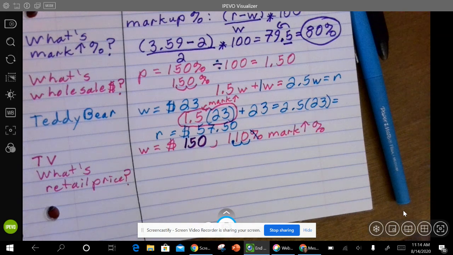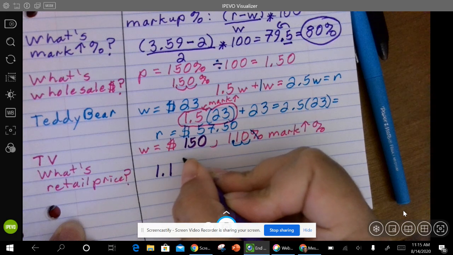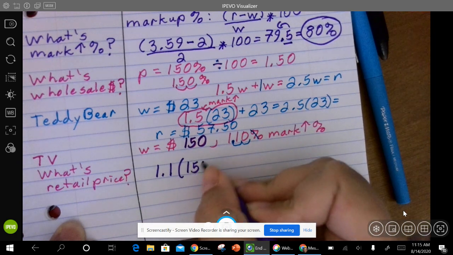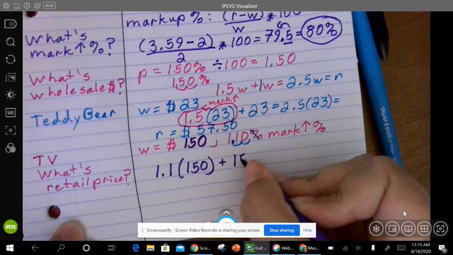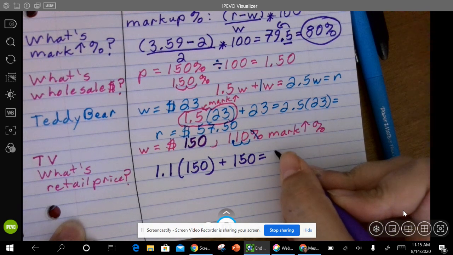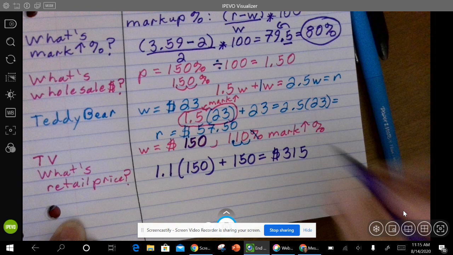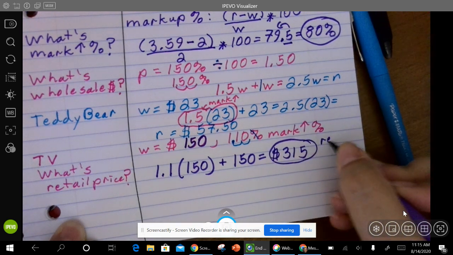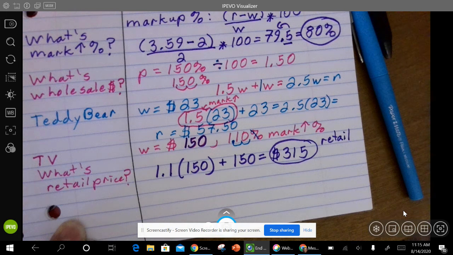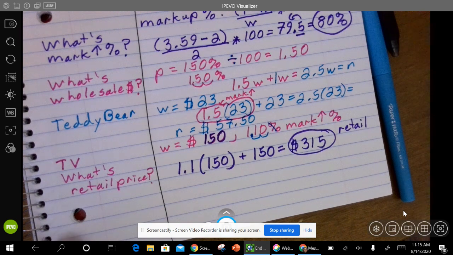Okay, so let's do that again. So we're going to have $1. The markup percentage as a decimal times the wholesale cost plus the wholesale cost. We put that all in the calculator. And we get $315. Okay, so that's the retail price.